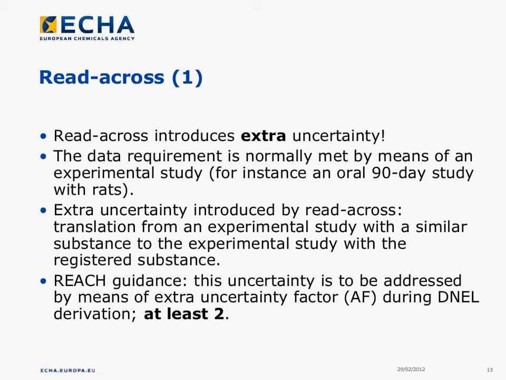According to the REACH guidance, this uncertainty is to be addressed by means of an extra uncertainty factor, always, and the lowest uncertainty factor, or assessment factor, applied during DNEL derivation, if this derivation is based on read-across, is 2. But if the read-across goes with a lot of uncertainty, then this factor can be higher, up to 10.